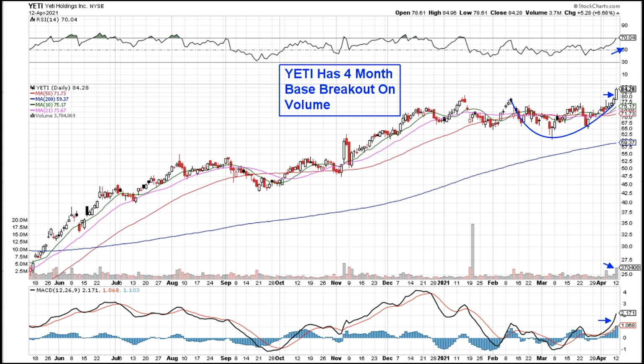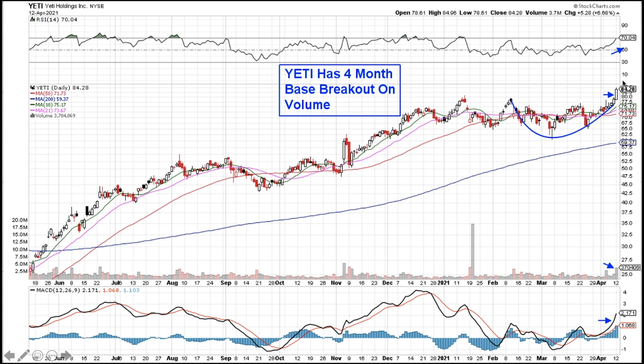This is Yeti, YETI. For those not familiar, they provide a lot in the way of outdoor products, from coolers, chairs, on down the line. Very, very popular product. And we can see that over the last 2 days, again, nice pickup here in the volume. Today, very much above average volume as the stock breaks out of this, actually a 2-month base breakout, taking us from February to April.